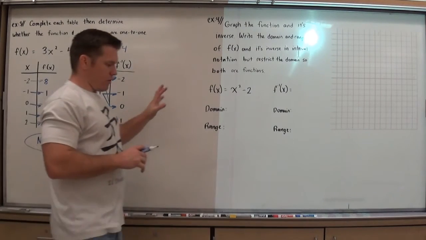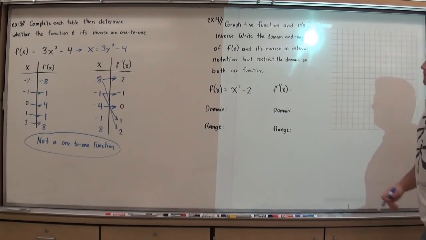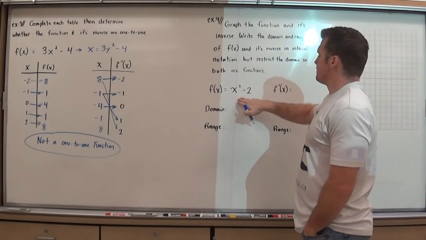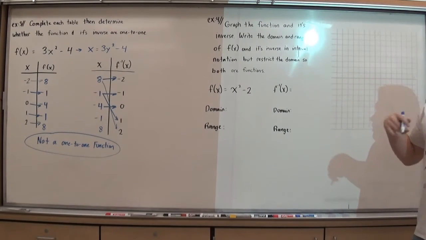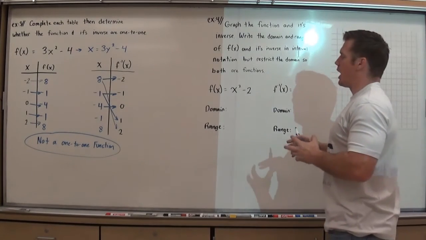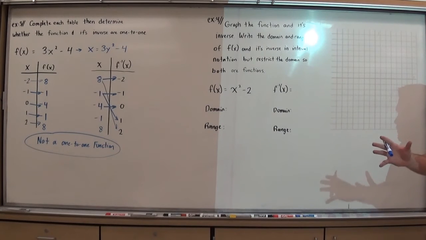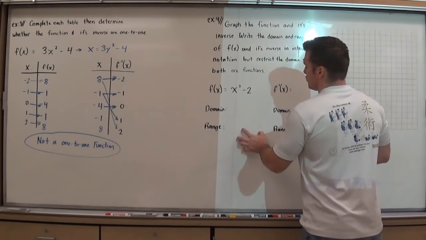Let's take it a step further and kind of put all of this together now into one problem. Here's what I want to do. I have a function, x squared minus 2. I want to graph it. I also want to find its inverse and graph it, kind of like we did before. But I want to make sure it's one-to-one. I want to restrict the domain so that both my function and its inverse are one-to-one. One output for every input. And then I'm also going to find the domain and range of those.